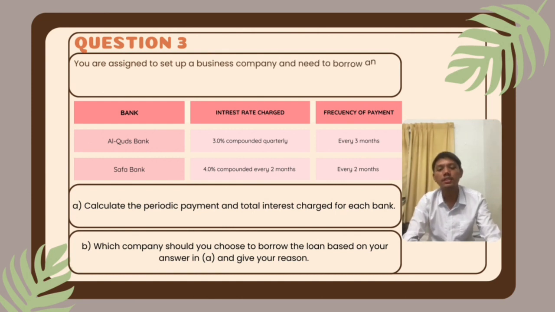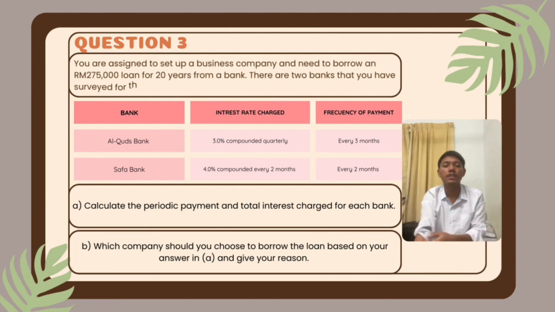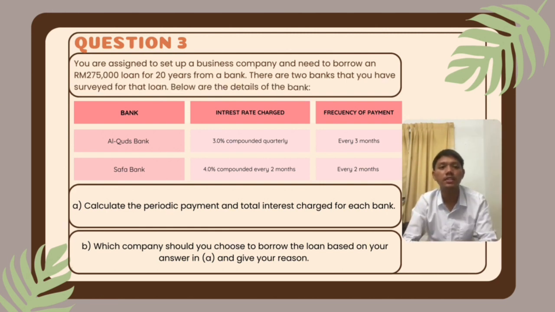Today I'm going to discuss my question. My question is number 3, A and B. First, I will read my question. You are assigned to set up a business company and need to borrow a 275,000 loan for 20 years from a bank. There are two banks that you have to survey for that loan. Below are the details of the banks.